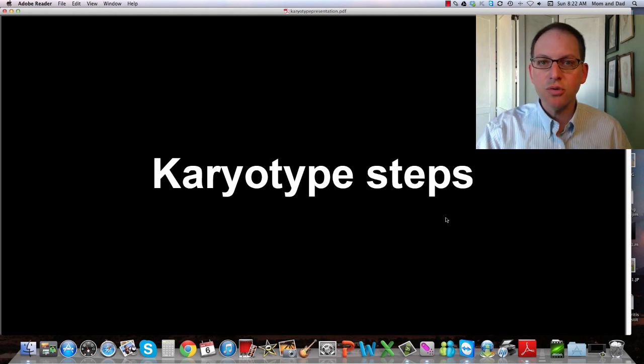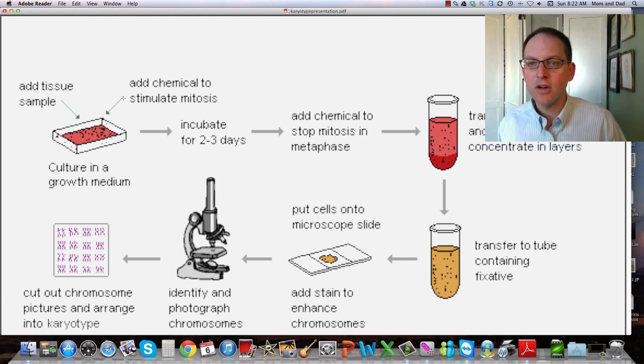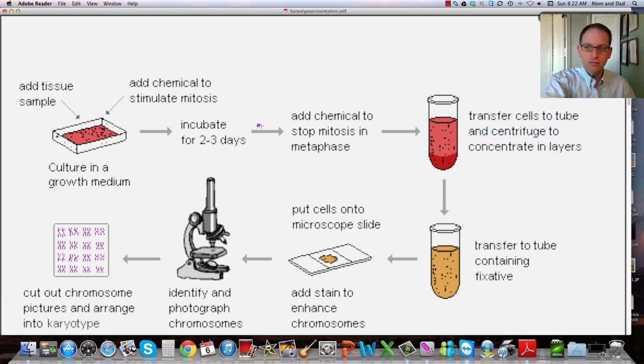What are the steps to doing a karyotype? First of all, as you follow along here, there's a tissue sample that's taken, and we'll get into that in class as to where these are taken from. Chemicals are added, and then these chemicals and the cells are allowed to incubate for several days. Then, as it says here, other chemicals are added, and you want them to stop in mitosis in metaphase.